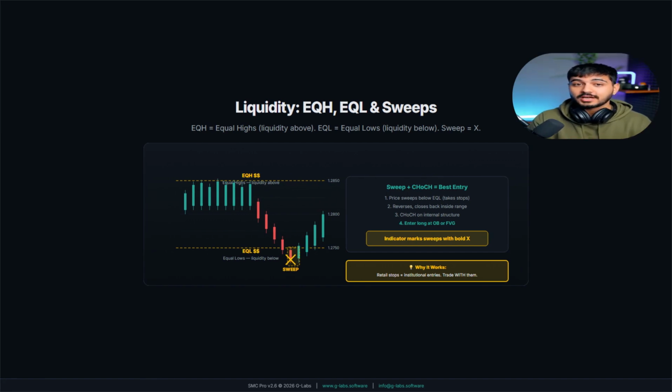Liquidity is where retail stops sit. Equal highs and equal lows. EQH and EQL mark those pools. When price sweeps past a level, takes out the stops, then reverses and closes back inside, that's a liquidity sweep. It's one of the highest probability signals in ICT. The indicator marks sweeps with a bold X. A sweep followed by a CHoCH on internal structure is a textbook entry.